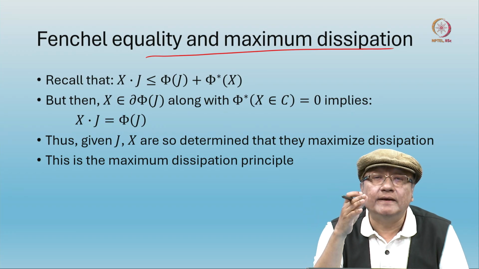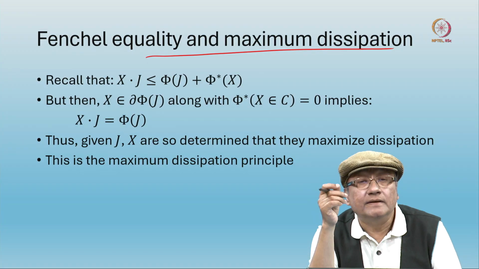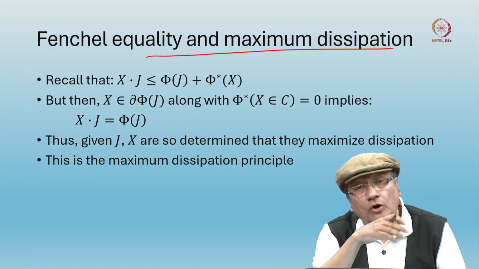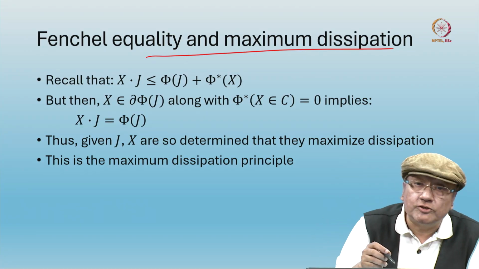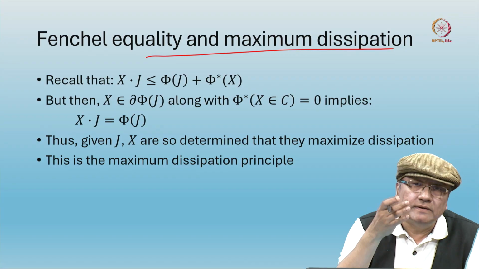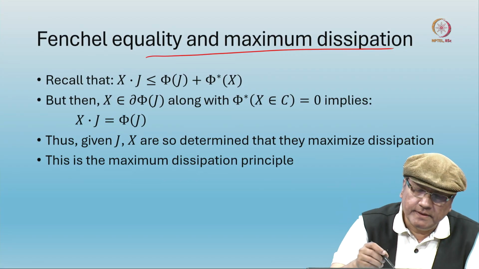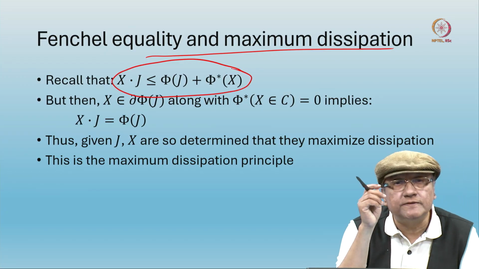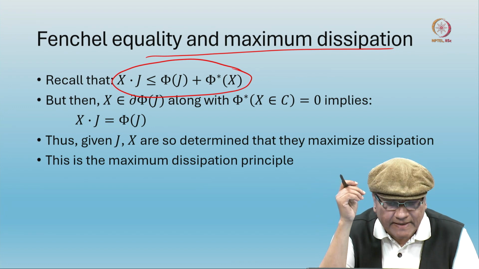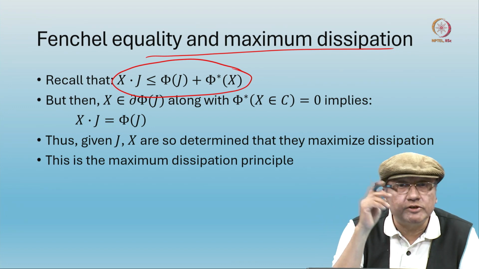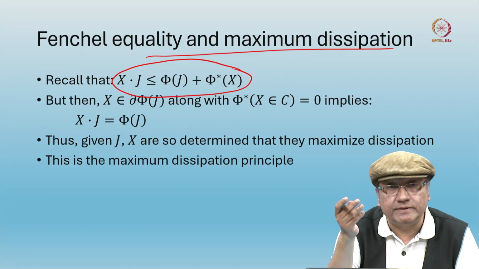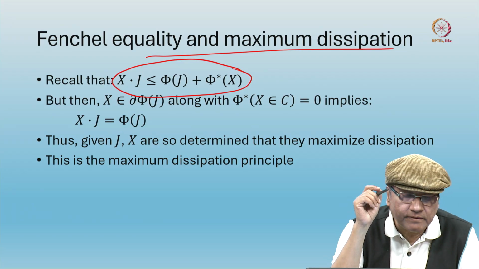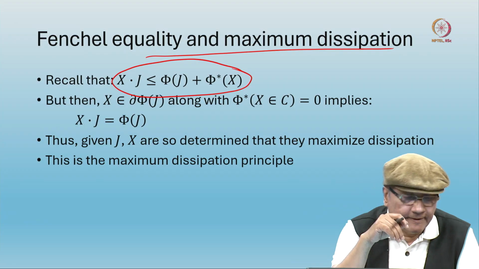That need not be a hypothesis here, right. That actually follows from the Fenchel-Young inequality or equality. So, recall the Fenchel-Young, let us call it for convenience the Fenchel inequality. That means the inner product of thermodynamic force and the thermodynamic flux is less than or equal to the dissipation potential phi j plus the conjugate potential phi star x, right. This we have already seen, we have proved it.